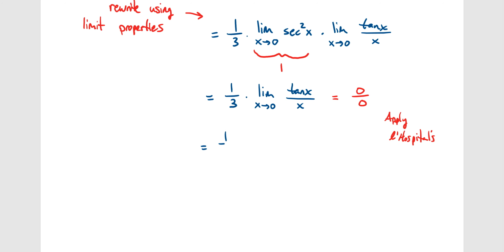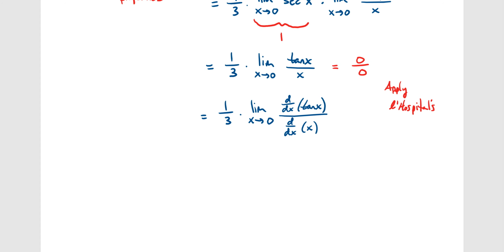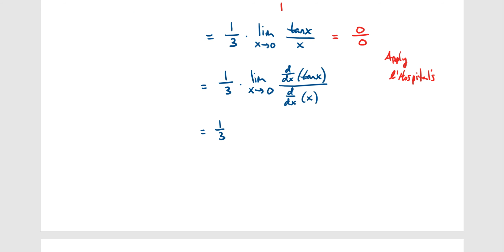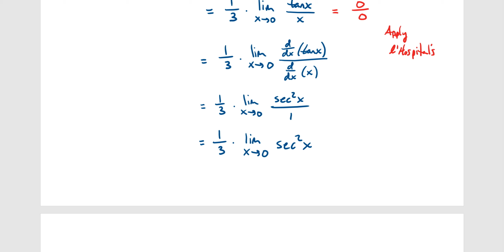So we end up getting 1/3 times the limit as x goes to 0. So derivative of numerator and denominator, which gives us 1/3 times limit as x approaches 0. The derivative of tangent, secant squared. Derivative of x is 1. Now we can do direct substitution because the limit as x approaches 0 for secant squared is just 1. So the final answer is 1/3 times 1, which gives us a nice 1/3.